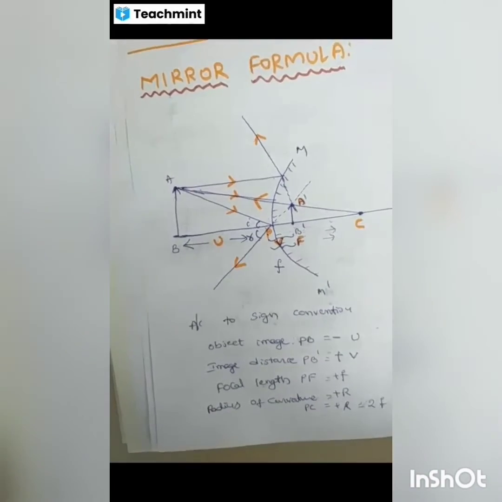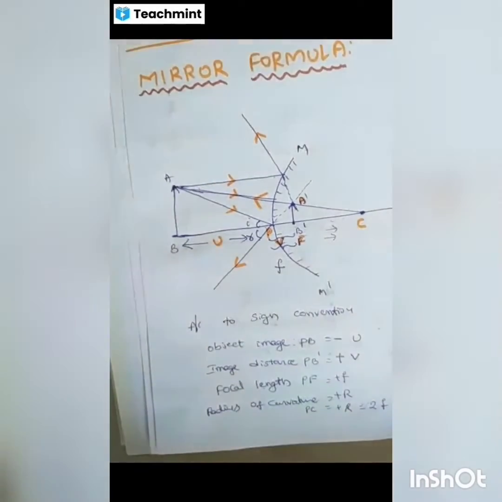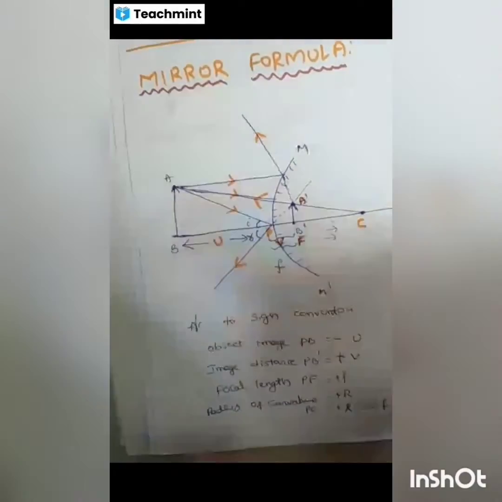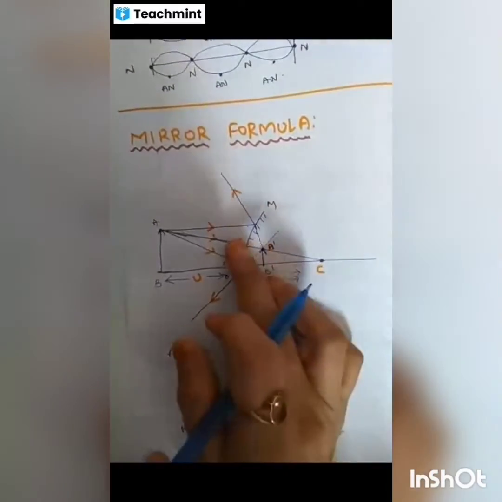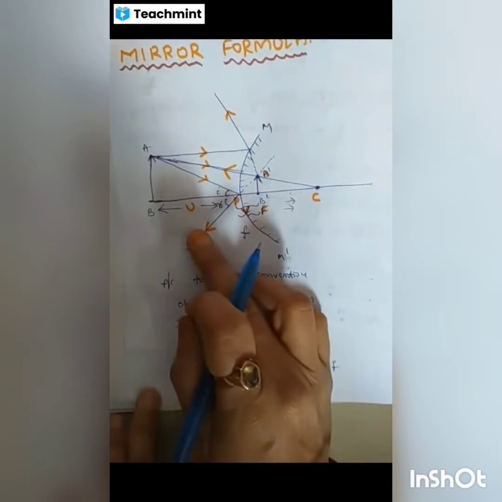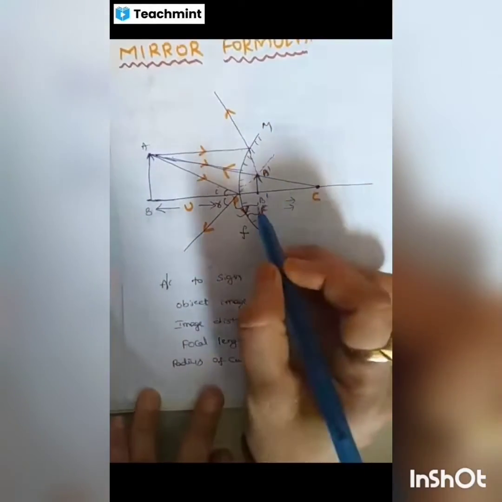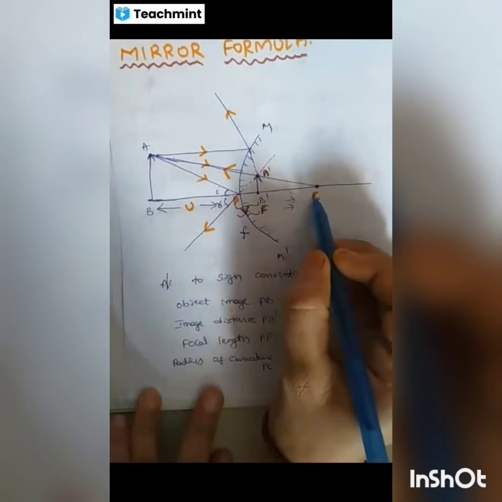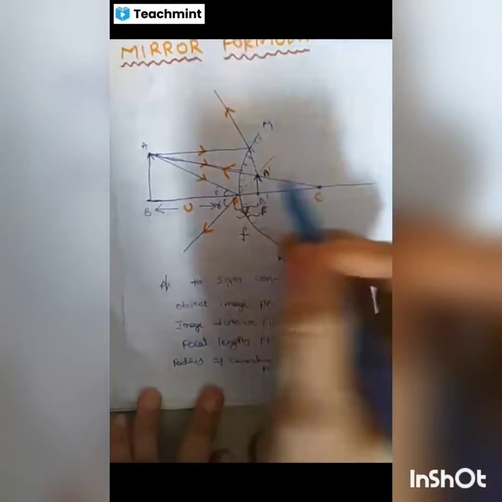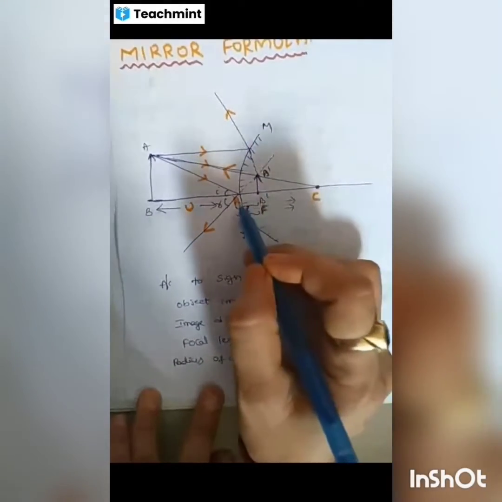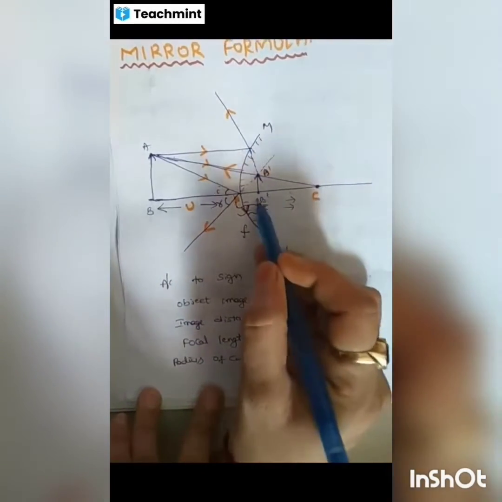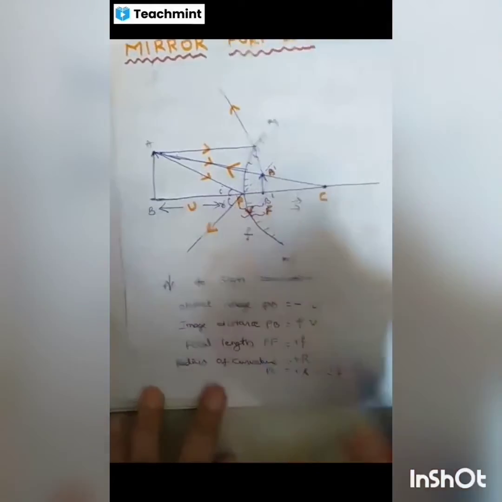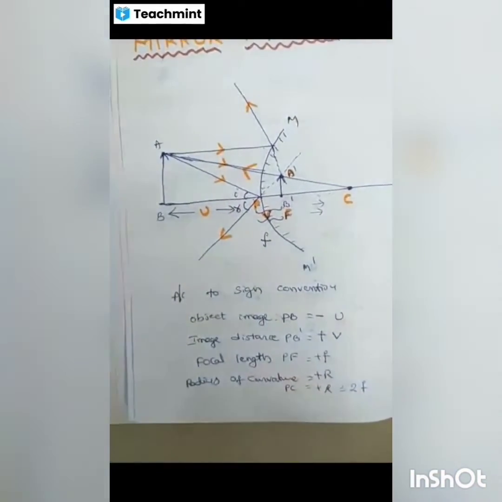Now we go with the geometrical shapes. Where do we get the geometrical shapes? See here, A dash, B dash, C is a triangle. A dash, B dash, P is a triangle. All these are triangles only.